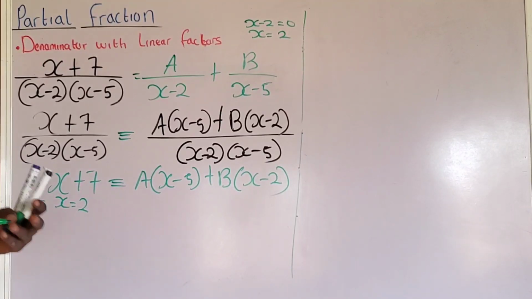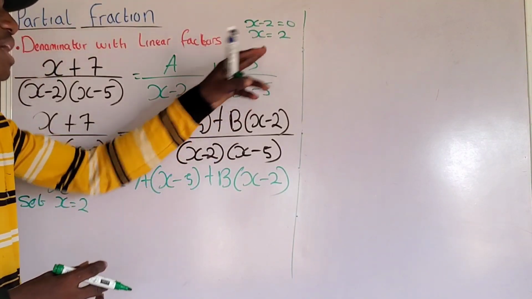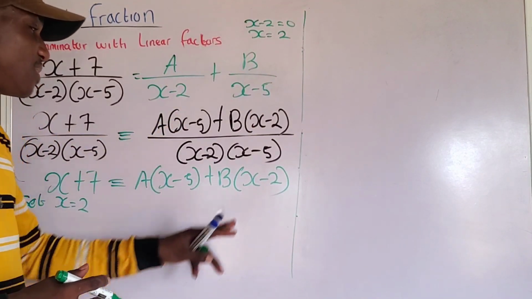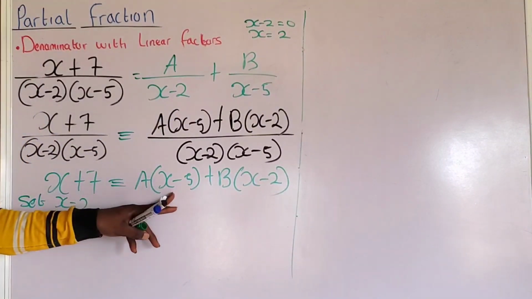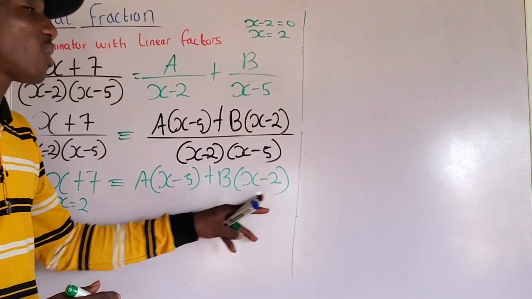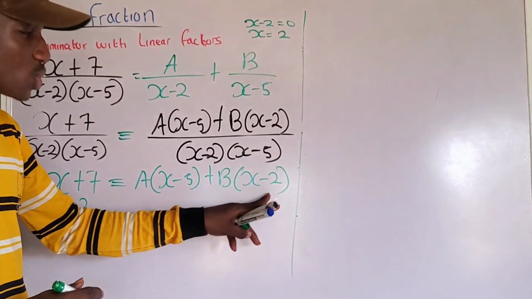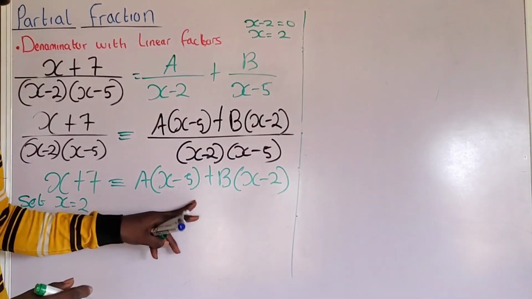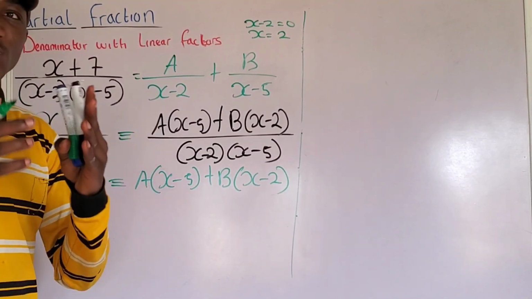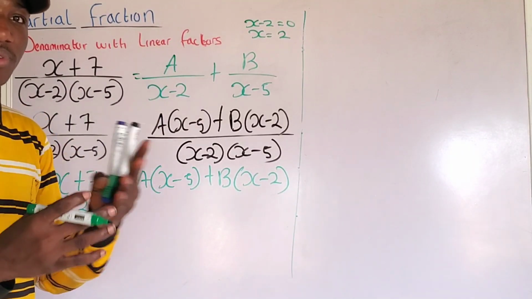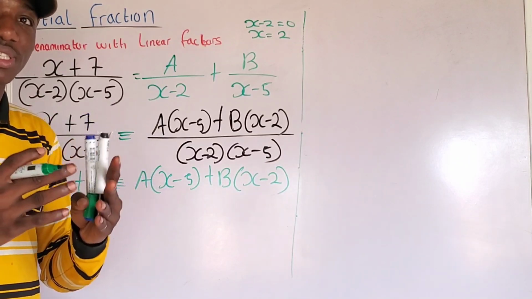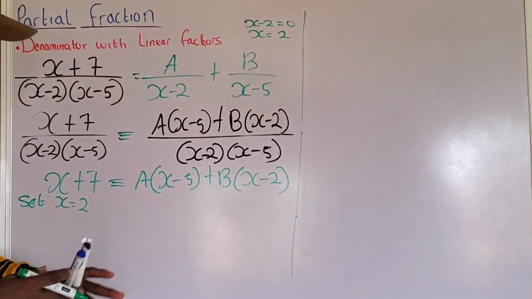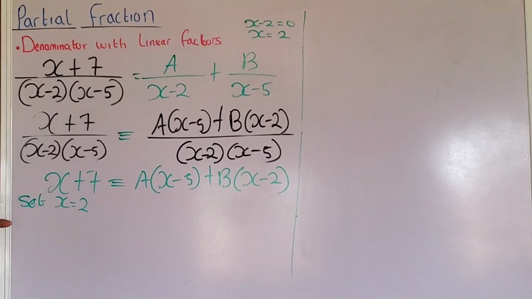I'm very sure you understand how I got x equals 2. To get the value of A, I have to make sure that what I have here is 0, so that when I multiply B by 0, I'm going to have 0. That will give me the chance to get the value of A. You see, when you get to this point, there are two ways to resolve this into partial fractions. I'm going to show you the two ways. This is the first method that I'm showing you, so I want you to pay attention. So set x equals 2.